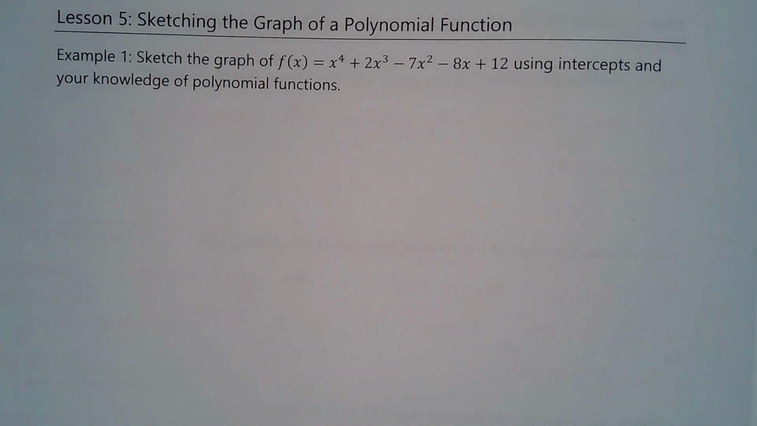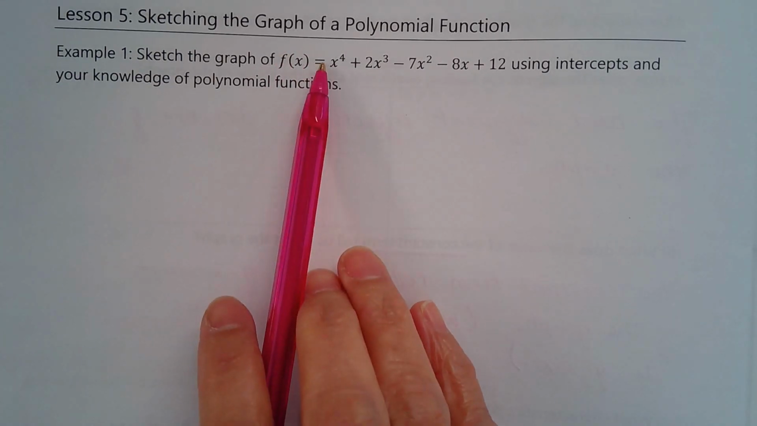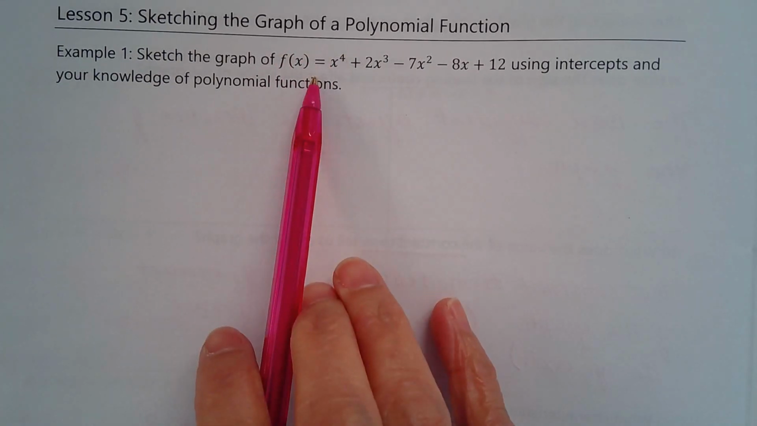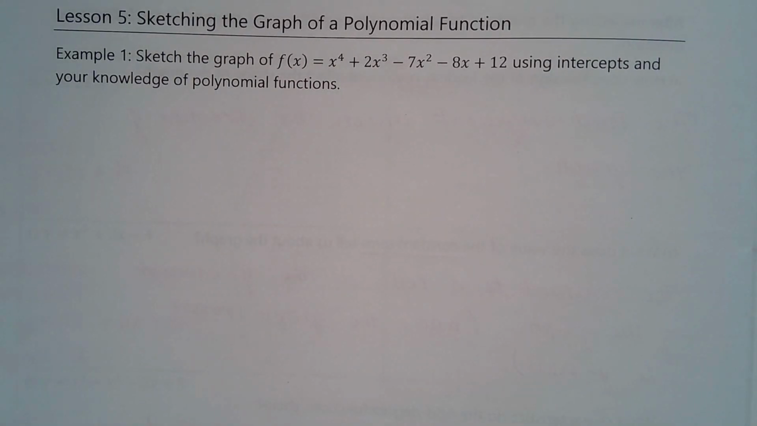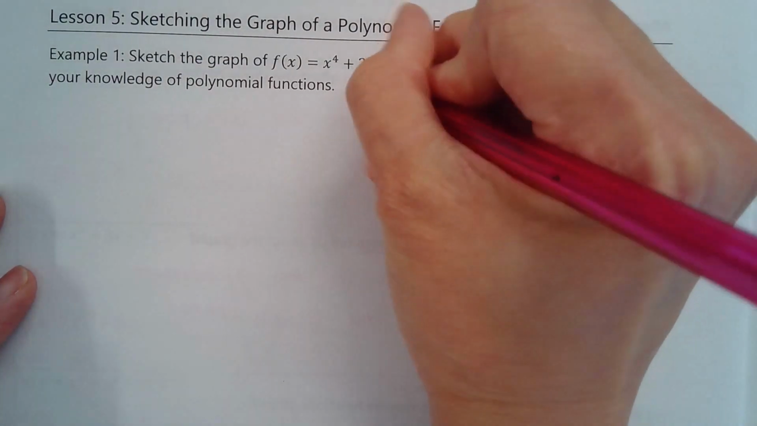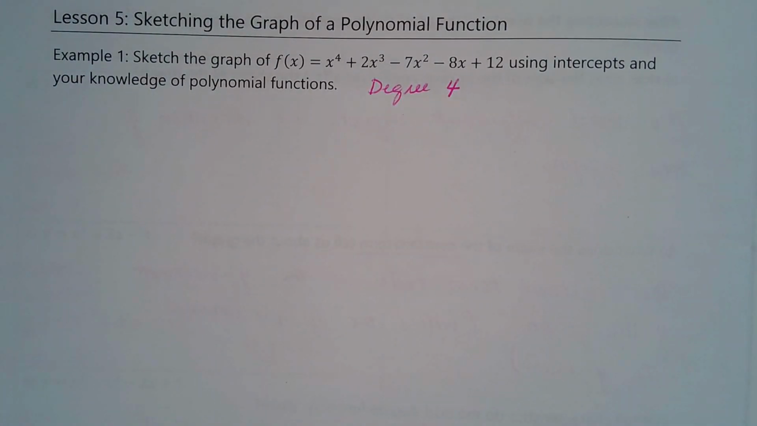So maybe one at a time. I know you want to jump right in and you get excited. So I noticed that this is a quartic. The highest exponent is degree 4, positive 4. So what does that mean? Let's write that down because this is important. We know it's degree 4, 4th degree.